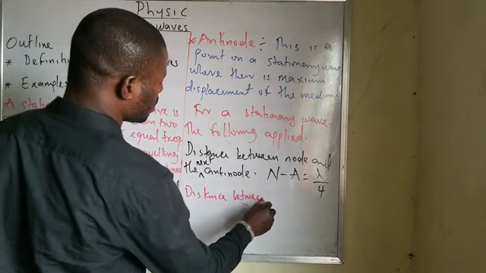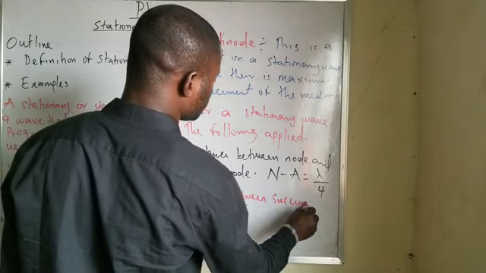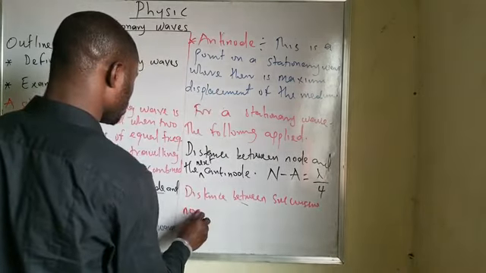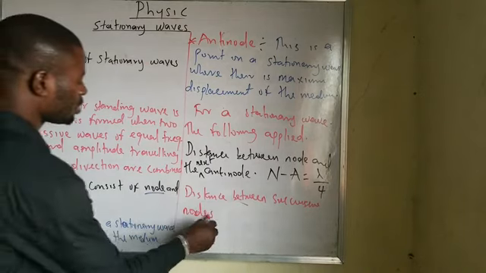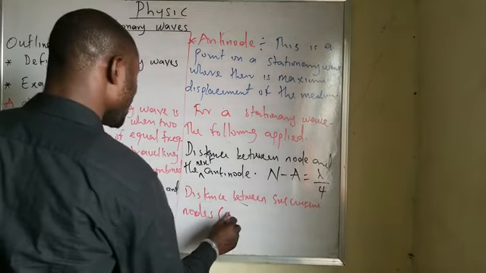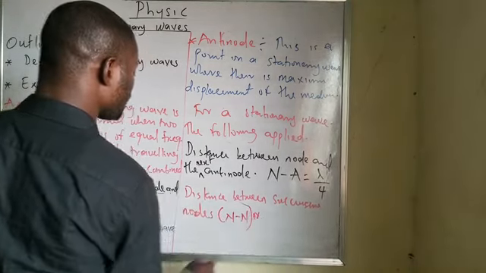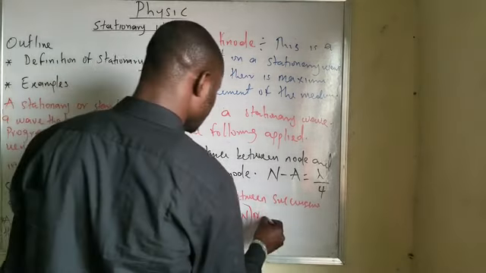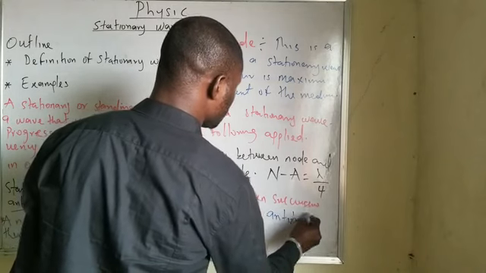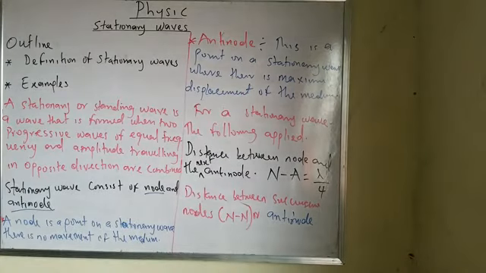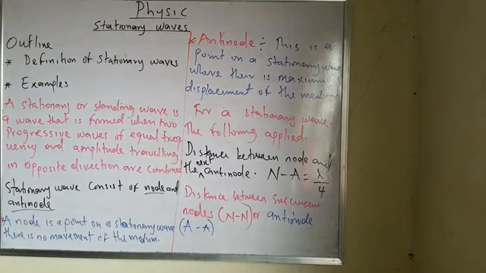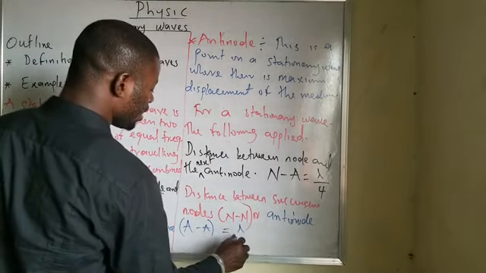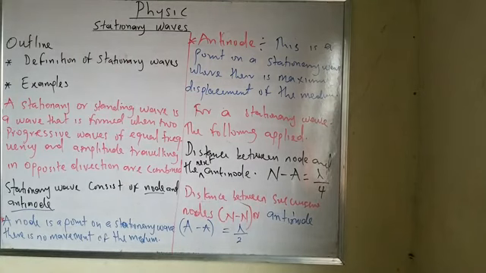Distance between successive nodes. It will be equal to N minus N, or for antinodes, A minus A, which is equal to lambda all over 2. Please take note of this, very, very important.